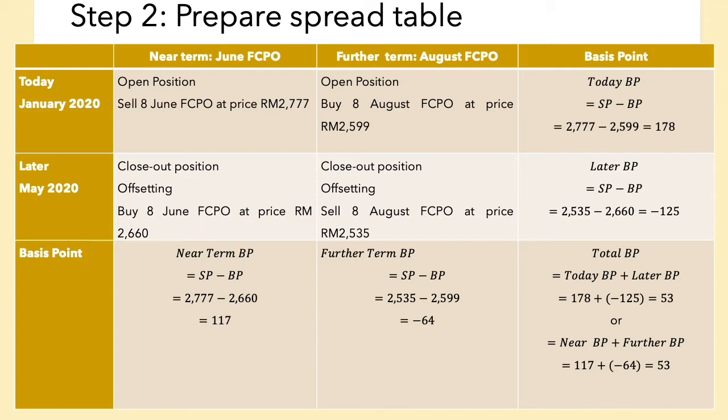If you calculate basis point based on futures contract, you need to calculate near-term basis point, which is selling price minus buying price. Near-term selling price is 2777 minus buying price 2660. So you get 117. For further-term futures, which is for August FCPO, the selling price is 2535 minus buying price 2599, so you get negative 64. So 117 for near term basis point plus further term basis point, which is negative 64, so you get 53.